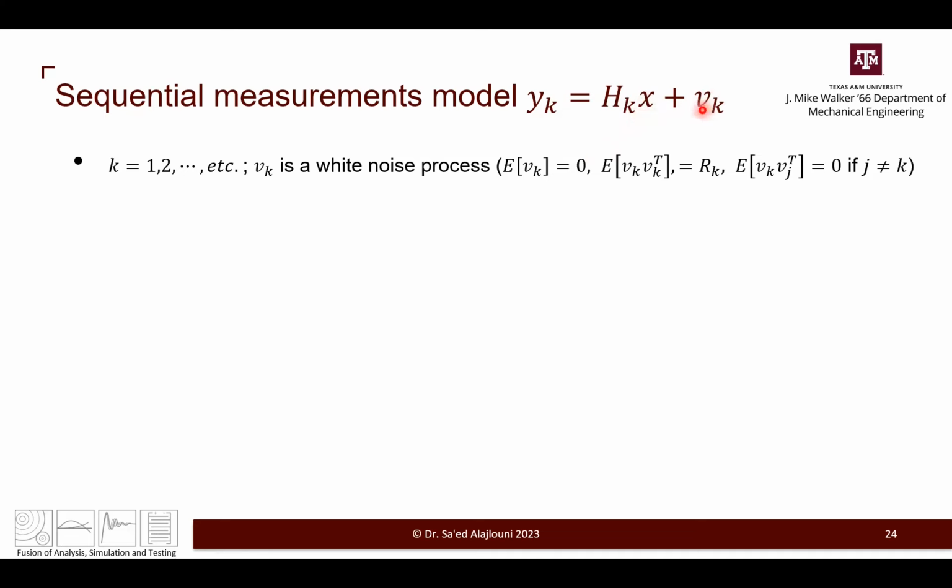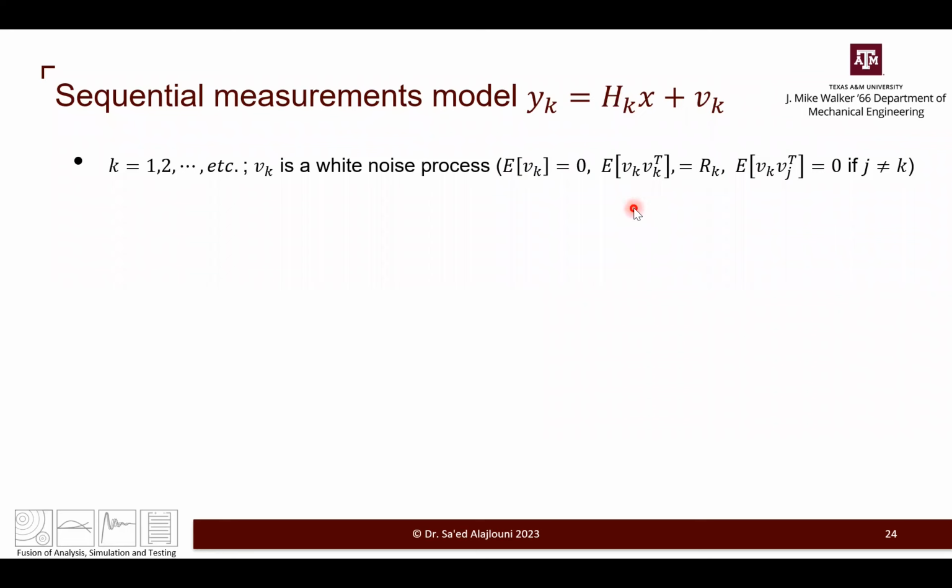Here v is white noise, and what white noise means is that it has zero mean, and the covariance matrix is given at some point in time. But what does this statement tell us? The expected value of v sub k, v sub j is zero. Basically, it says that if you consider two different instances of time, then the noise is uncorrelated between these two instances of time. This is by definition what white noise means.